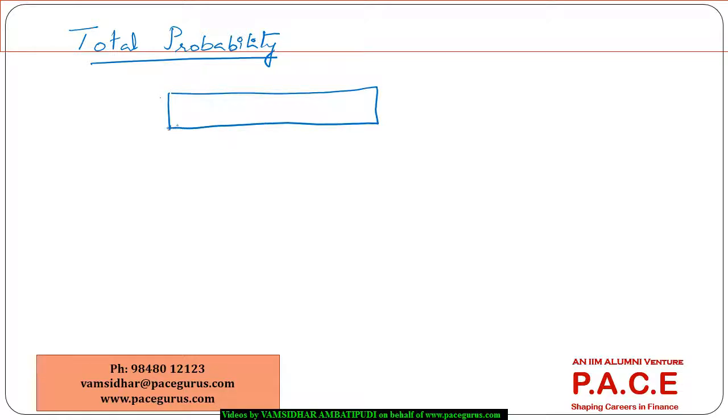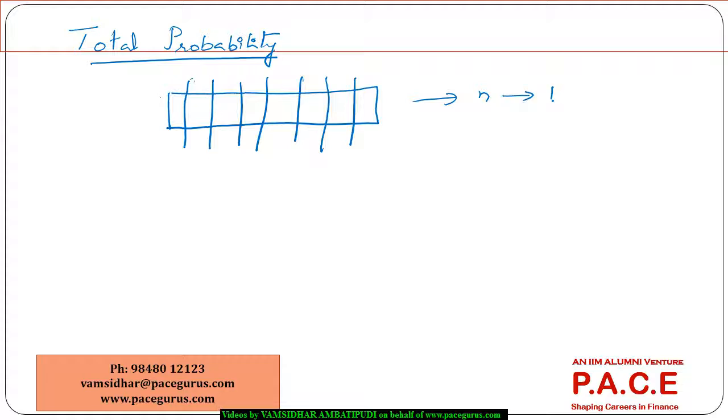Then the next point that would be of use in this context is the concept of total probability. It's a very interesting concept. Let's think about the total sample space. This is the total sample space. I divide it into n parts, equal, unequal, whatever it is. I divide it into n parts, right?